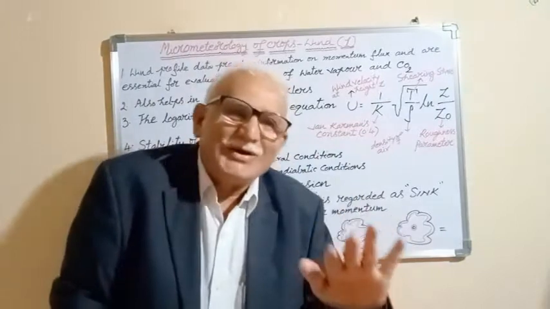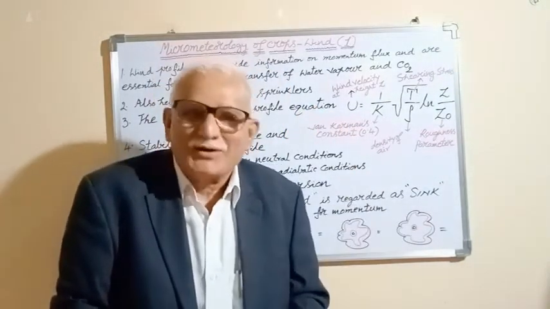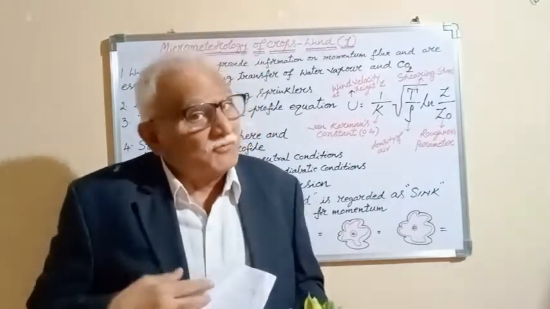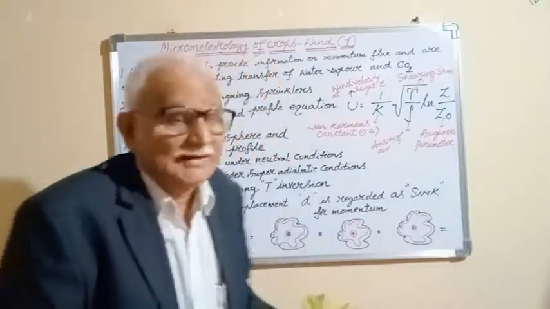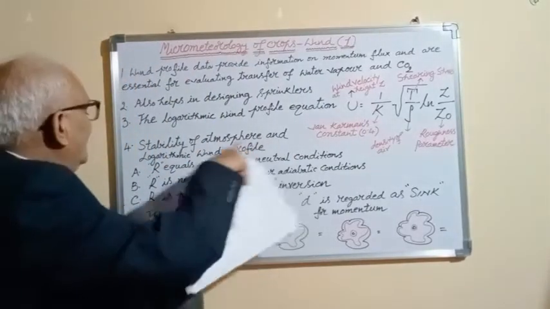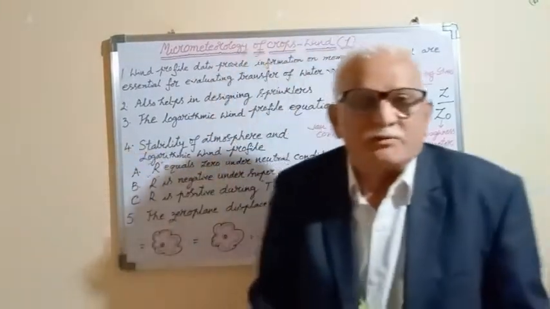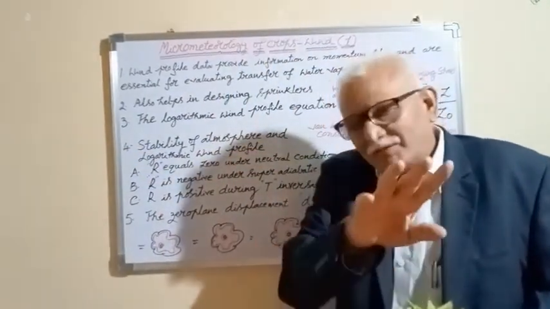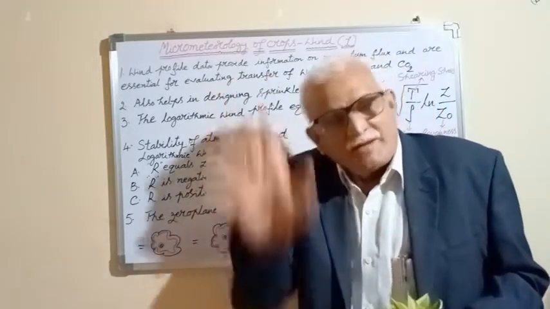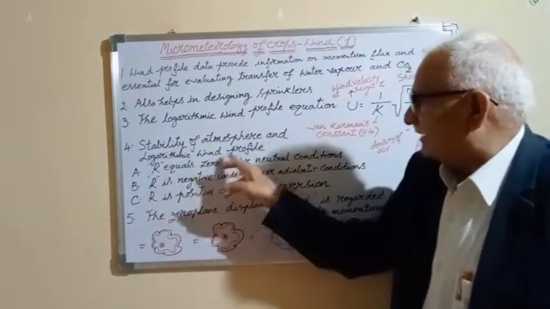This is what we call the roughness parameter. And if you take the atmospheric conditions here, the stability of the atmosphere and the logarithmic wind profile, these bits are possible, 100% possible in the SRF. In the JRF the possibility is 50%, in the SRF 100%. What is it? Stability of the atmosphere and logarithmic wind profile.